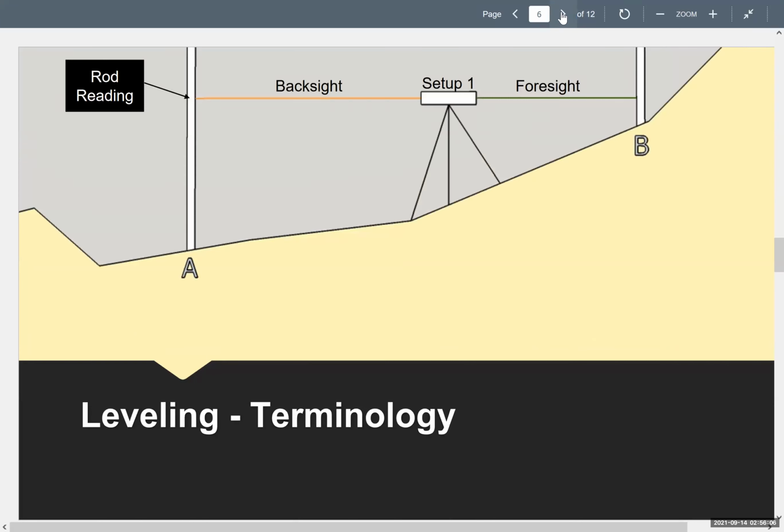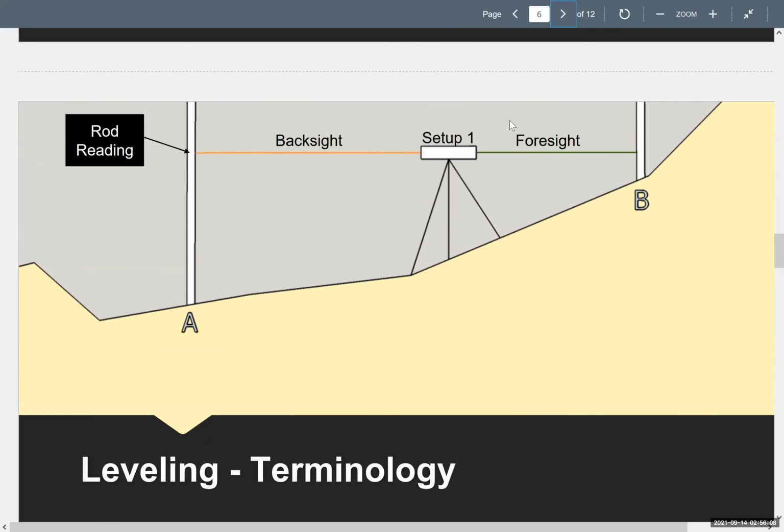So let's take a look at what the setup would look like. Point A is on the left, point B is on the right. You set up your tripod with the level about equidistant. That is one way of dissipating any slight error you might have from geodetic surveying. So whenever you set up, you always try to set up in the middle. And it doesn't mean the exact middle.